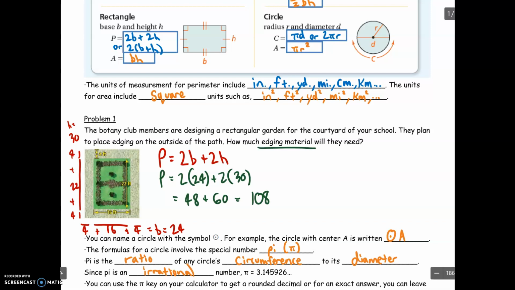And again, if this is an answer looking for edging material and that was perimeter, we need to make sure this is the correct unit. So that would be feet and not something like square feet. Again, we're not looking for area, we're just looking for that perimeter.